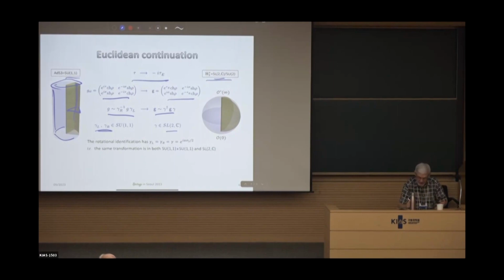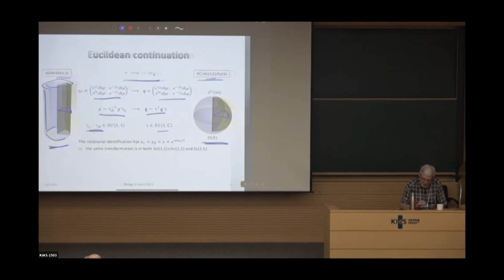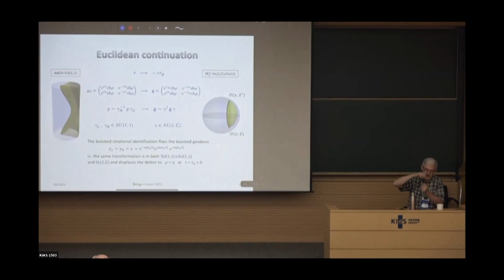And so it's basically the same rotational transformation that acts as making a conical defect both in Lorentzian AdS3 and in Euclidean AdS3. And fortunately, this radial oscillation that I described, this radial excitation, also sits inside that common subgroup. So the boost transformation of the rotational identification is again something that lives both in the symmetries of global AdS3 and in the symmetries of the hyperbolic ball. And so this radial displacement to a maximum radius in the Lorentzian theory becomes a radial displacement to a minimum radius in the Euclidean theory.